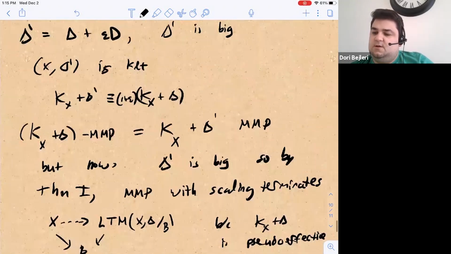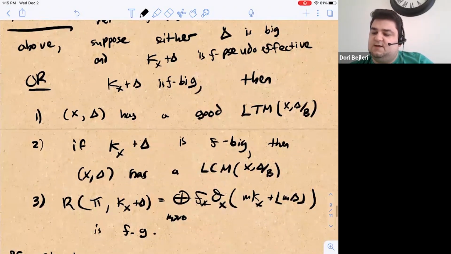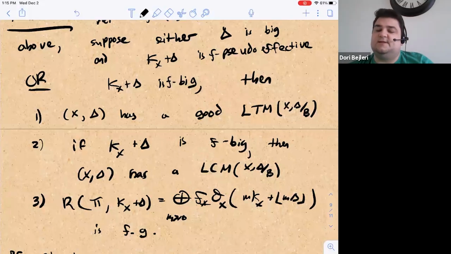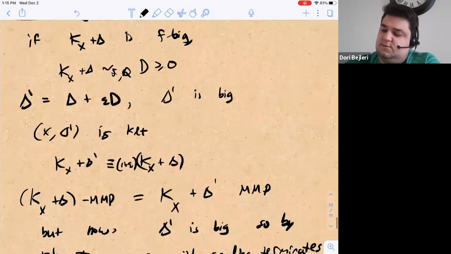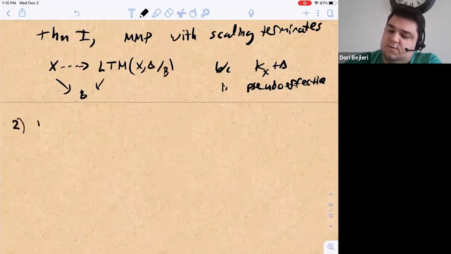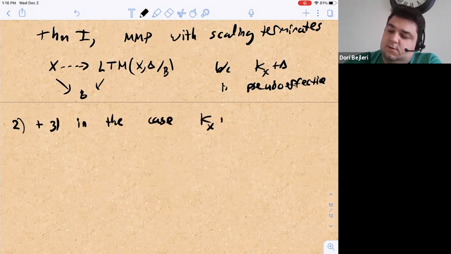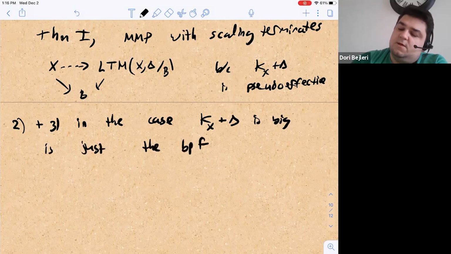For 3, basically you want to show that the base point free theorem applies in the case where you don't assume that kx plus delta is big, but you just assume that delta is big. So 2 plus 3 in the case kx plus delta is big is just the base point free theorem, and then 3 in the case delta is big.